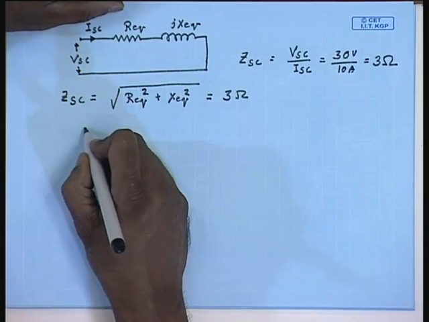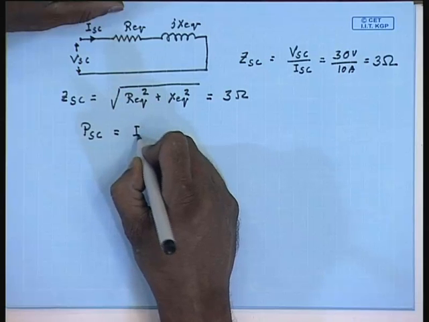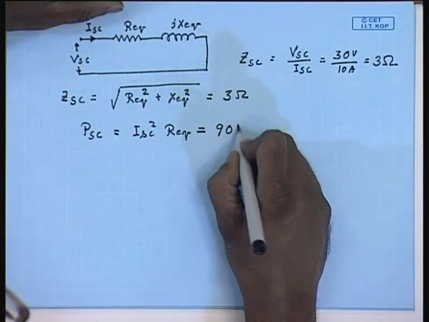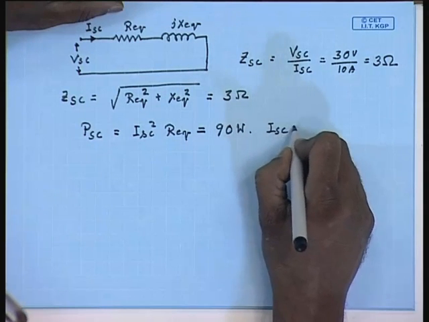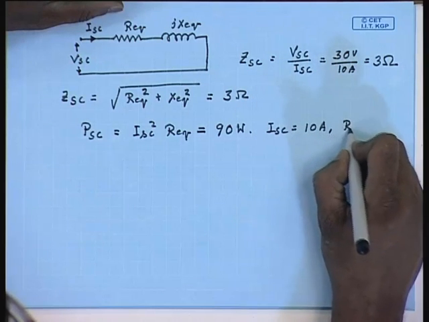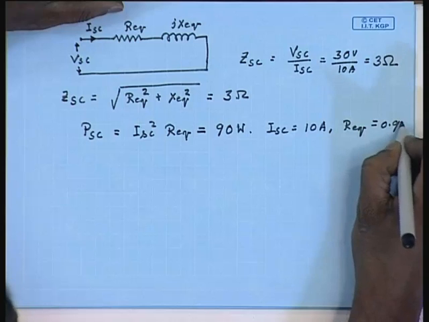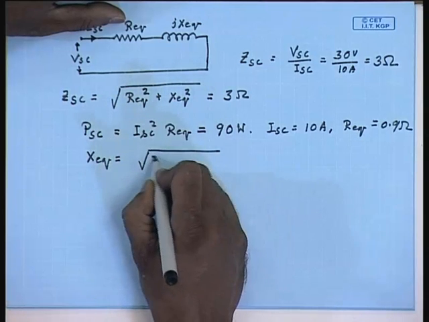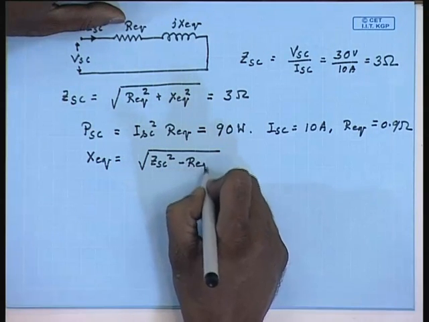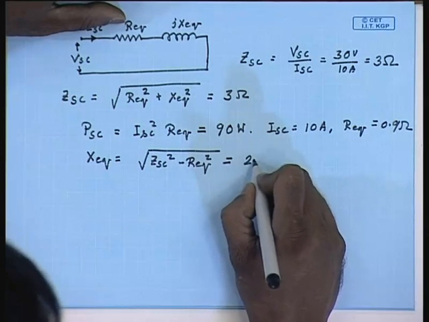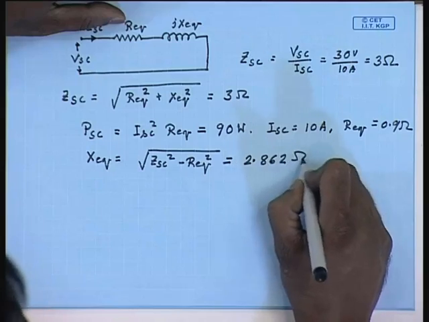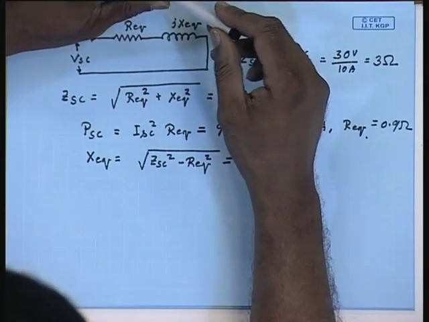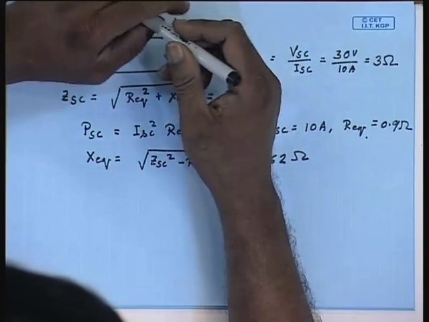Similarly, the short circuit power PSC equal to ISC square Req. This is given to be 90 watts, ISC equal to 10 ampere. Hence, Req equal to 0.9 ohm. Xeq then will be square root of ZSC square minus Req square. This comes to 2.862 ohm. Now, both the values of Req and Xeq are found referred to the HV side, since the short circuit test is done on the HV side.